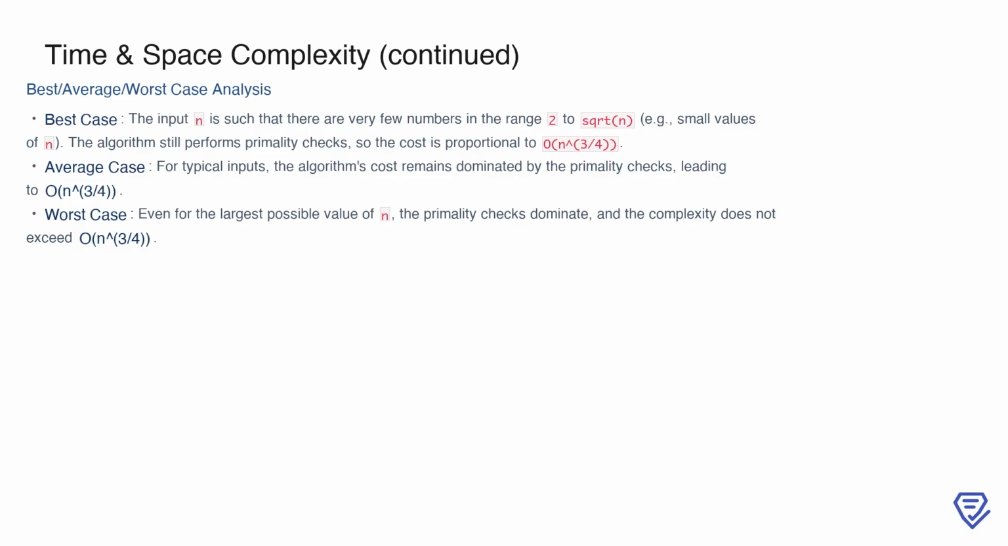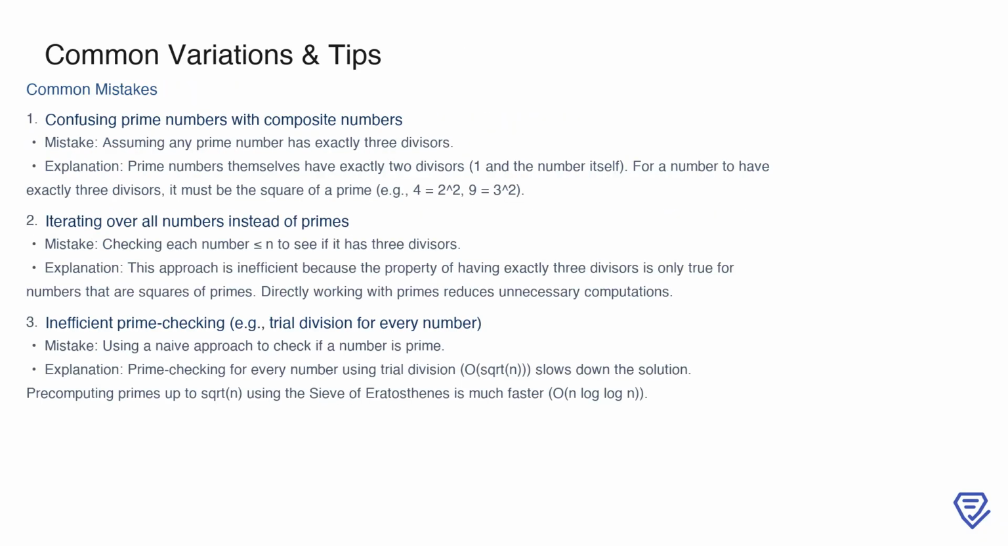This ensures the algorithm's time complexity does not exceed O(n^(3/4)) in any scenario. When solving this problem, there are a few common mistakes you should watch out for. First, it's important not to confuse prime numbers with composite numbers. While prime numbers have exactly 2 divisors, a number with exactly 3 divisors must be the square of a prime. For example, 4, which is 2 squared, and 9, which is 3 squared, both meet this condition.